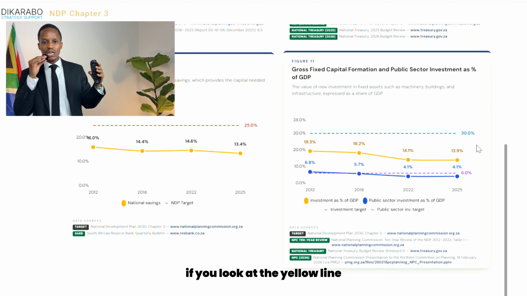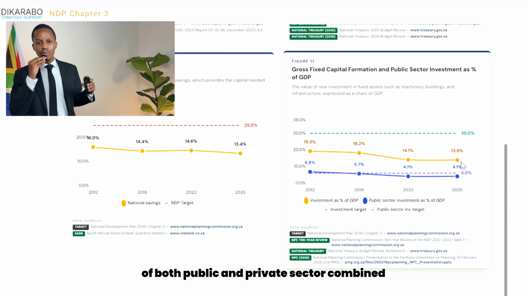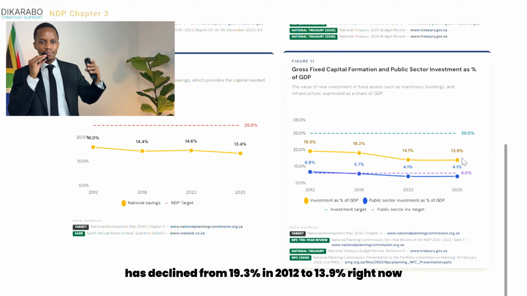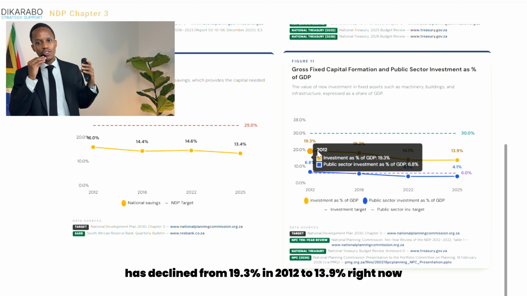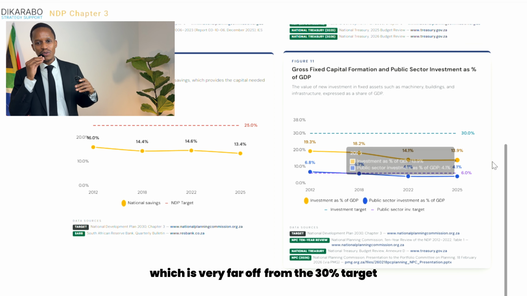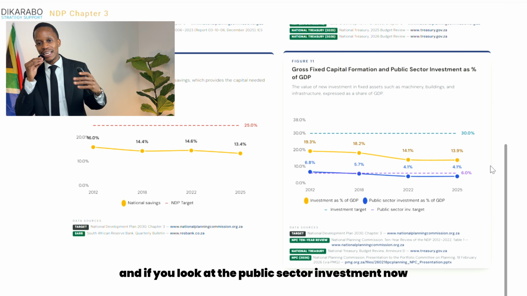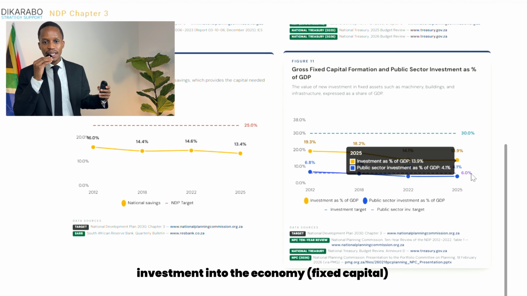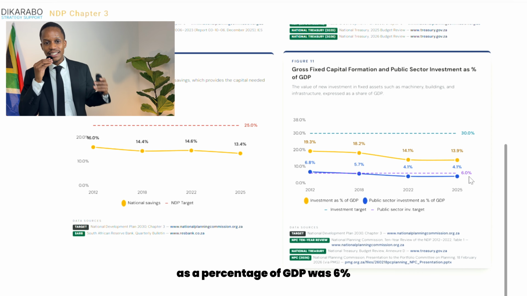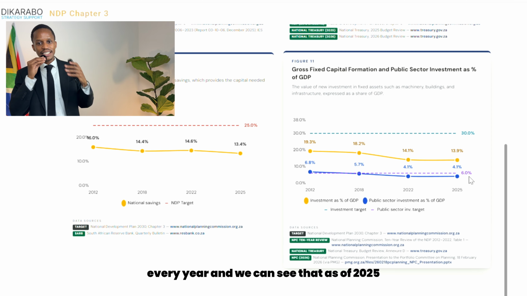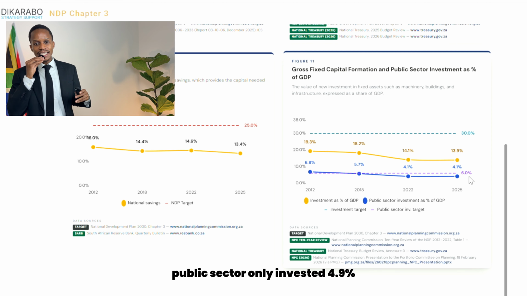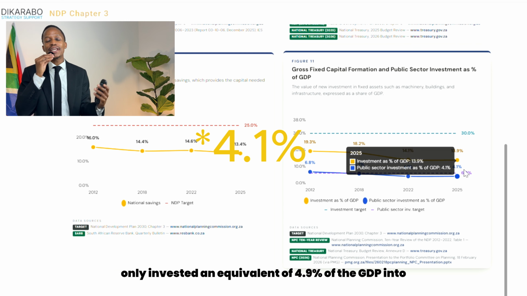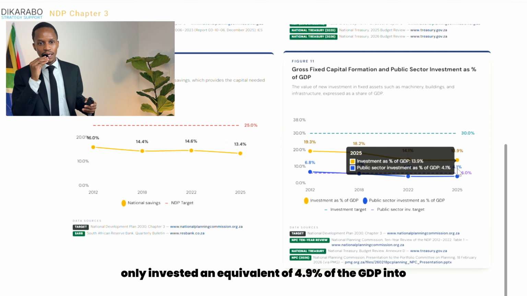And currently, if you look at the yellow line, the investment of both public and private sector combined towards the economy as a percentage of GDP has declined from 19.3% in 2012 to 13.9% right now, which is very far off from the 30% target. And if you look at the public sector investment by itself, the target for public sector investment into the economy as a percentage of GDP was 6% every year. And we can see that as of 2025, the public sector has only invested an equivalent of 4.9% of the GDP into the country.